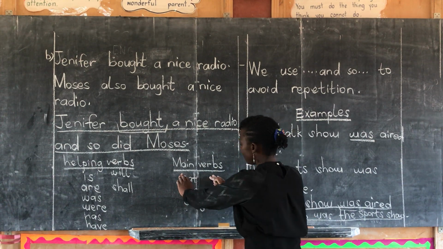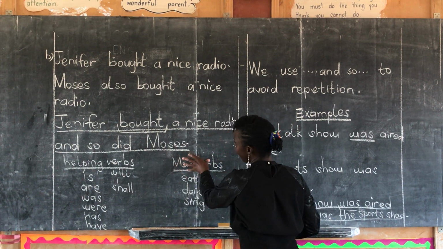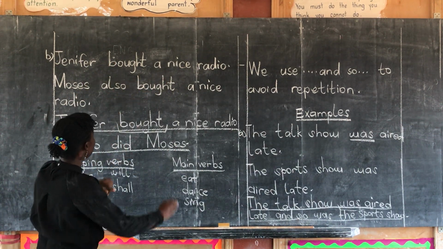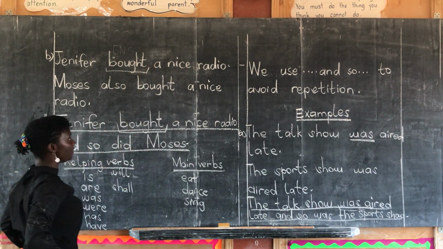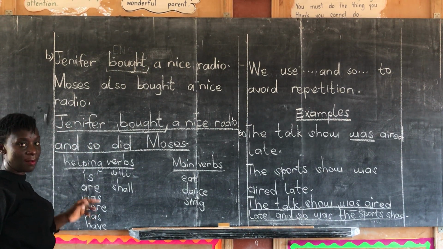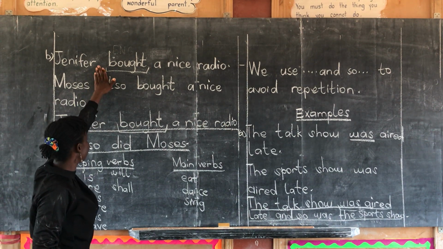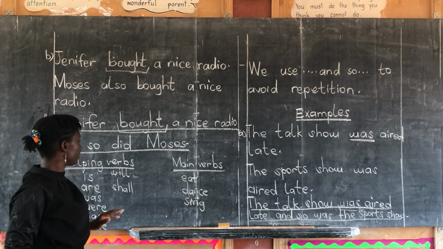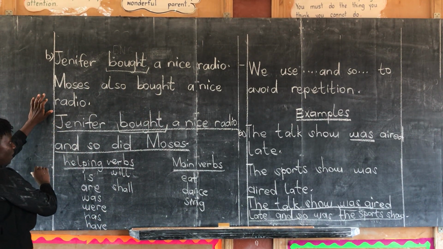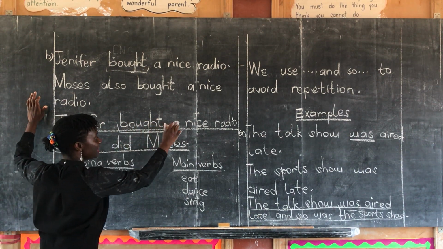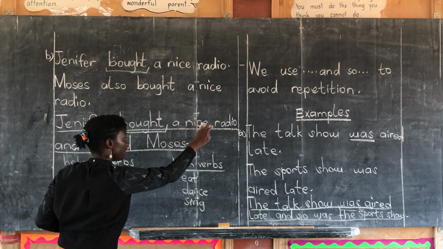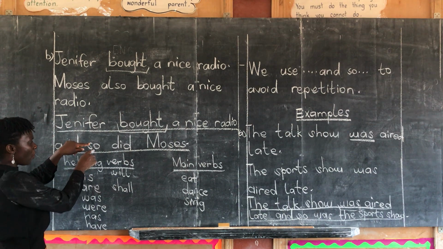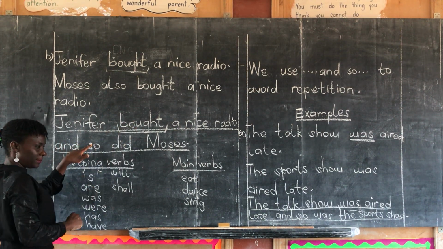Now what happens if the question has main verbs but does not have a helping verb? For example here, we have a main verb which shows action. What happens to such sentences? Jennifer bought a nice radio. Moses also bought a nice radio. You realize that in our answer we are going to say, Jennifer bought a nice radio and so. Now after writing "and so," we are not going to repeat this bought.